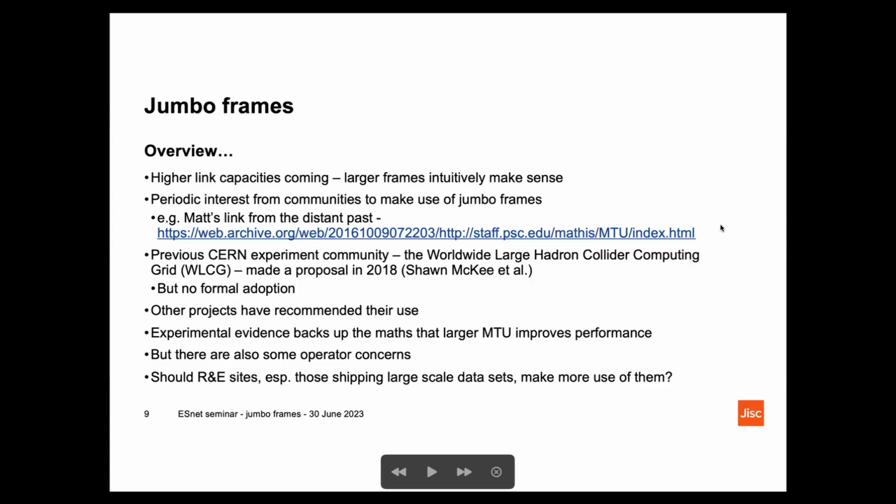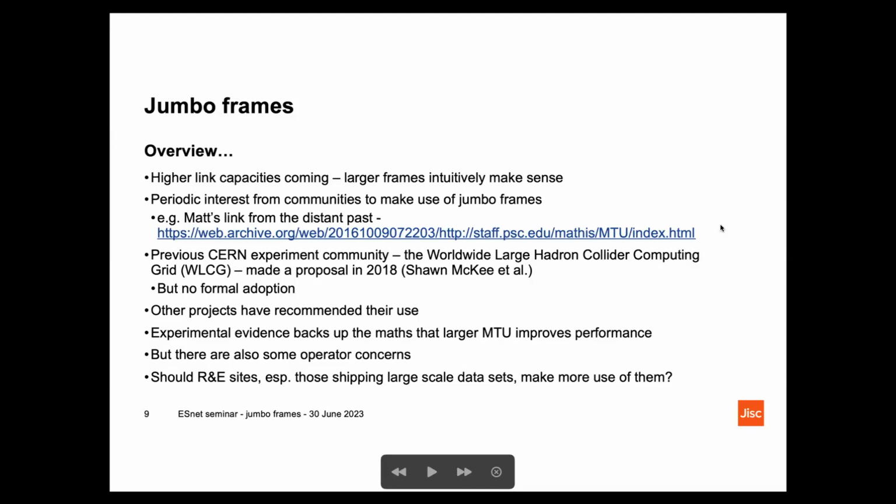Other projects have also recommended the use of jumbo frames, but again, adoption isn't as wide as you might hope. The experimental evidence we've seen, and I'll show you some snippets of it later in the talk, backs up the maths that a larger MTU size does improve performance.